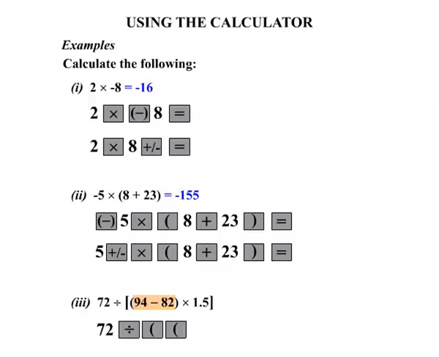Then we have the 94 minus 82, write that down. Then we have a closing bracket, so we type that in. We then multiply by 1.5. And don't forget to finish with the closing bracket again. Now if you press equals, hopefully you've done that well, and you should get an answer of 4.